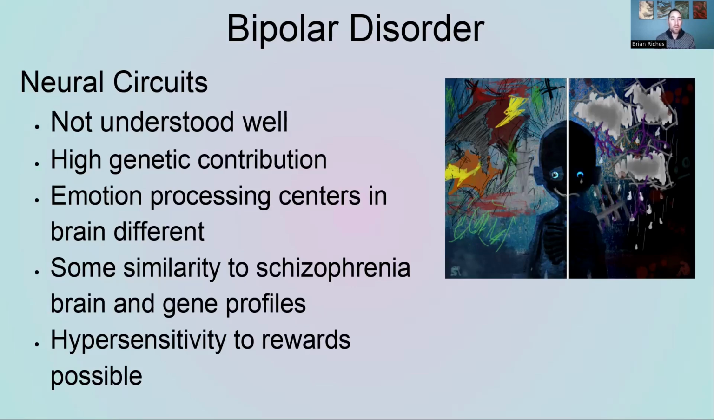We see that the emotion processing centers in the brain are different from someone who's neurotypical. We also see some similarity to some schizophrenia genes and brain profiles. People with schizophrenia have a couple of those areas of the brain that we see some differences in. We also see some genes that are related to schizophrenia or correlated to developing schizophrenia. We see some of those as well with bipolar disorder.